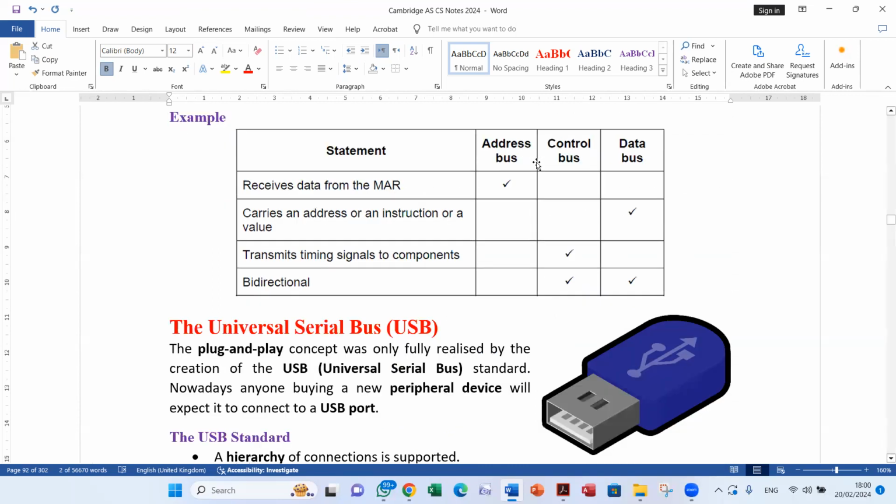Let us solve this. Receives data from the MAR: this is the address bus. The address in the memory address register, the MAR, goes to the address bus. Carries an address for an instruction or a value: this is the data bus. Transmit timing signal to components: this is the control bus. The control bus is bidirectional, and the data bus is bidirectional.